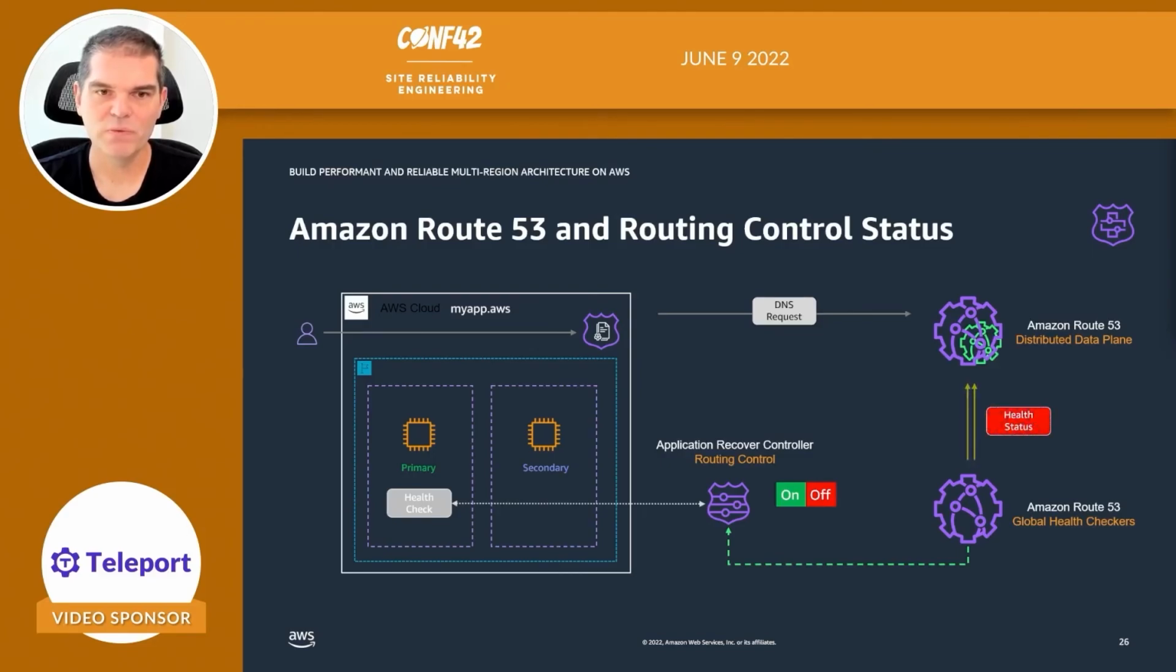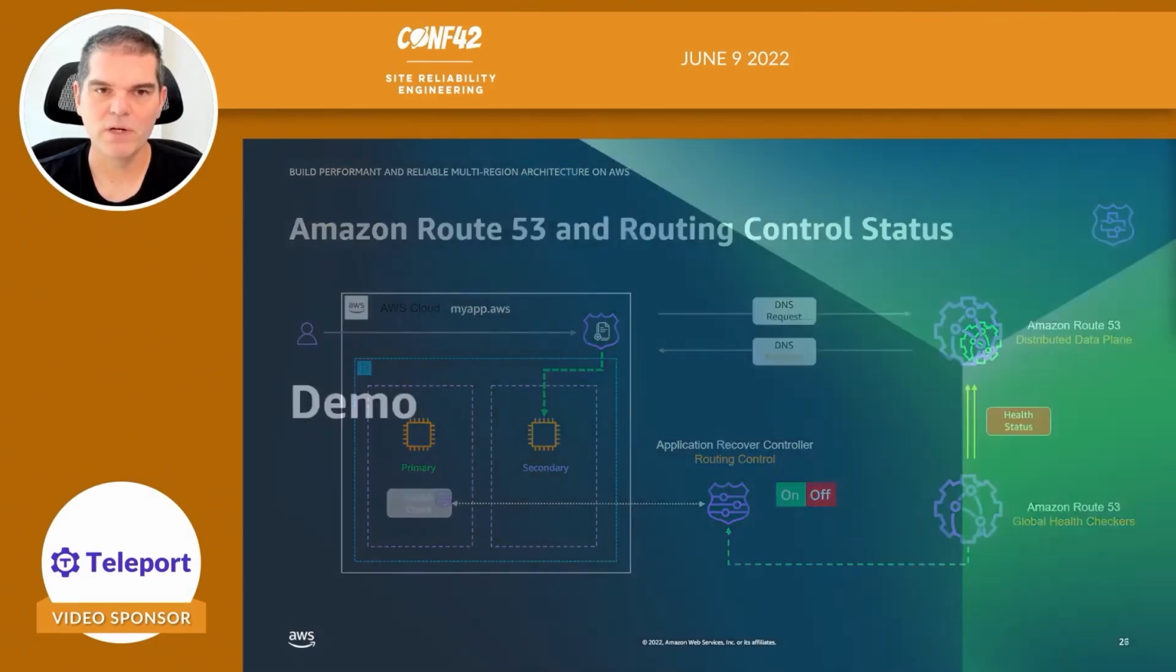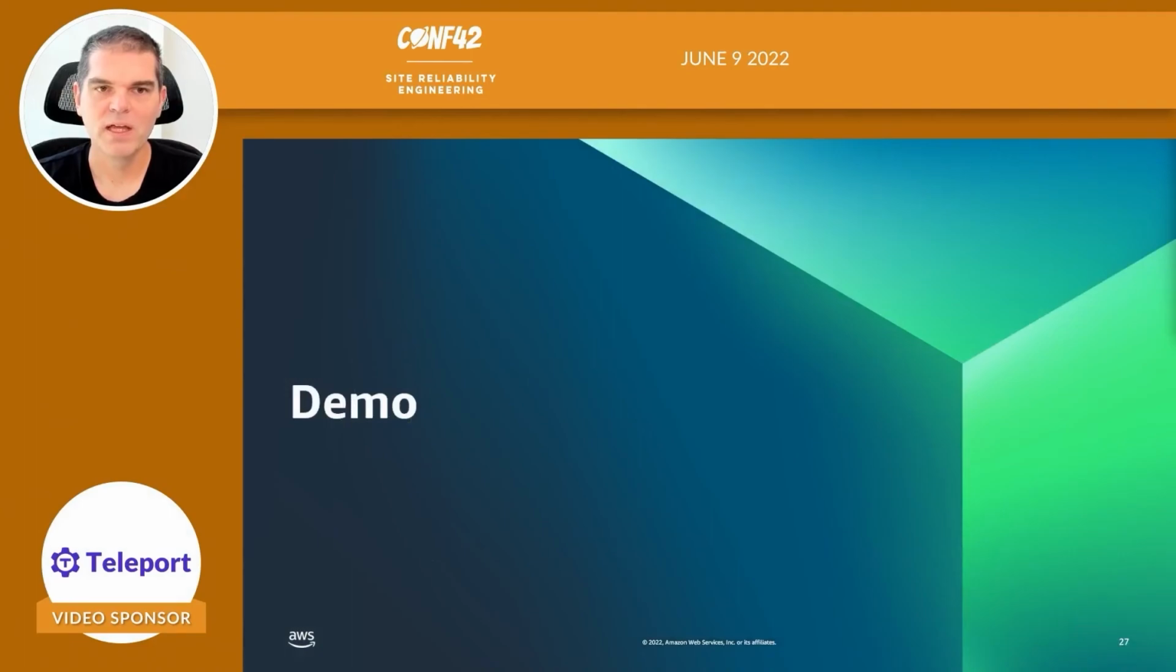If we flip this switch via the routing control, the information is provided by the Route 53 global health checkers to the distributed data plane. This updated health check information within the distributed data plane now allows a changed DNS response. And this changed DNS response reroutes incoming traffic to our secondary or standby region. Now let's look at a brief demo and how all this can be used with an example application.